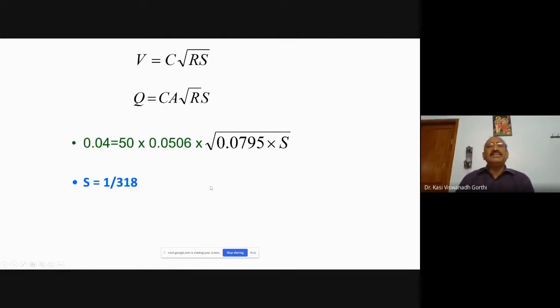R is 0.0795 meters. Substituting in Chezy's formula. Why am I using Chezy's formula? Because Chezy's coefficient is given in the problem. C is 50, so make use of that comfortably. Q is equal to C into A into square root of RS. Substitute all the values: the discharge Q, 0.04; Chezy's coefficient C, 50; wetted area, 0.0506; into square root of R, 0.0795, which we just saw; into S, the longitudinal slope required to be found. So S will be equal to 1 by 318.